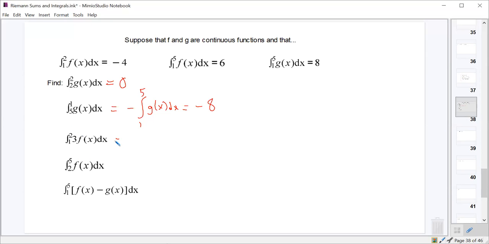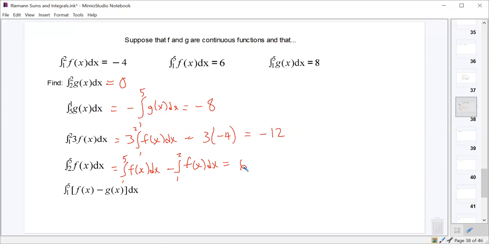According to the rules, this 3 can just get pulled out front. This should be 3 times the integral from 1 to 2 of f of x dx, which should be 3 times -4, or -12. And what about the integral from 2 to 5 of f? Should be the integral from 1 to 5 minus the integral from 1 to 2. So 6 minus -4, which should be 10. Everybody good there?